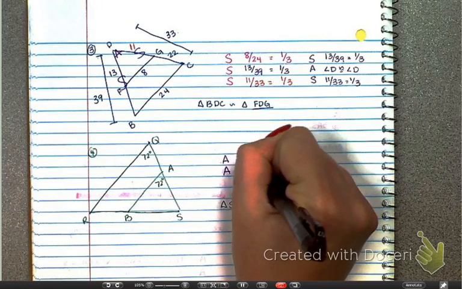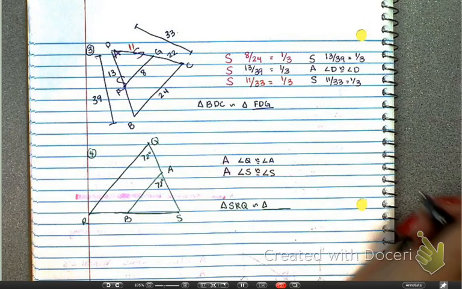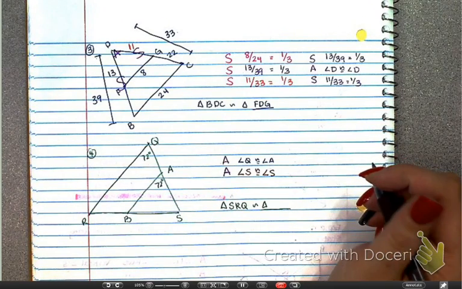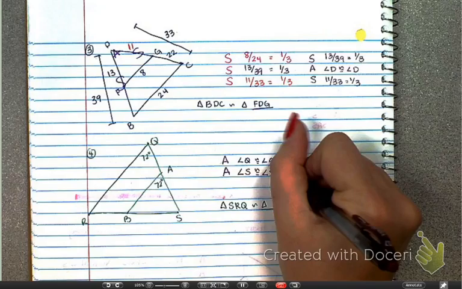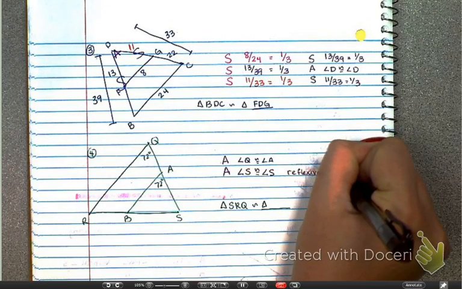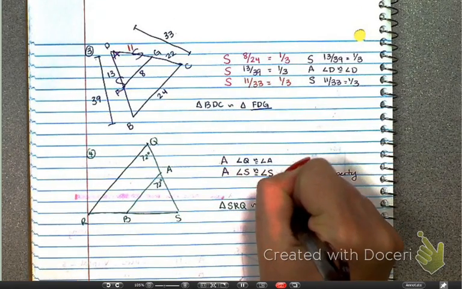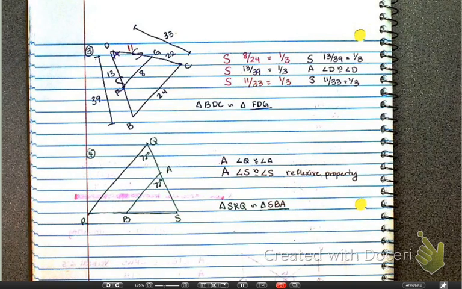Angle S is congruent to itself. Why? What property says they're both congruent? The reflexive property. Okay, so since we filled in all of that information, SRQ is going to be similar to what? SBA. Nice. Are we okay with that? Yeah?